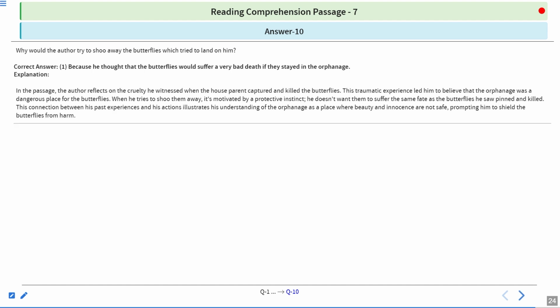The author reflects on the cruelty he witnessed when the house parent captured and killed the butterflies. This traumatic experience led him to believe that the orphanage was a dangerous space for the butterflies. When he tries to shoo them away, it is motivated by a protective instinct. He does not want them to suffer the same fate as the butterflies he saw pinned and killed. This connection between his past experiences and his action illustrates his understanding of the orphanage as a place where beauty and innocence are not safe, prompting him to shield the butterflies from harm.